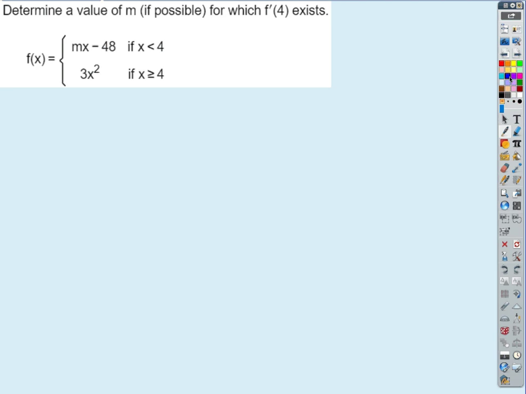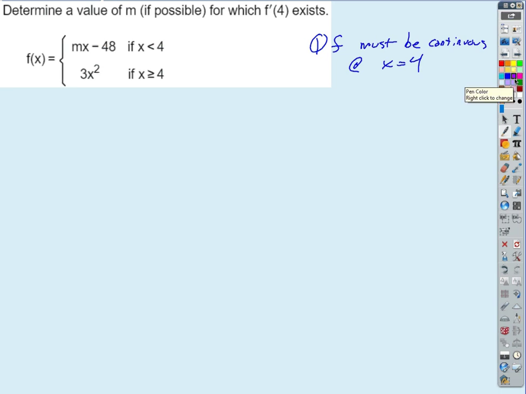Okay, so the function must be continuous because differentiability implies continuity. Differentiability requires continuity. So it must be continuous, right? So we gotta check that. In fact, let's make a little short list here. So f must be continuous at x equals 4. So there's one criterion. What's the other one? I think you're going to say it.